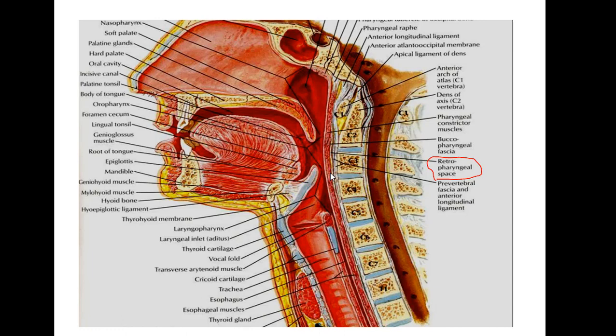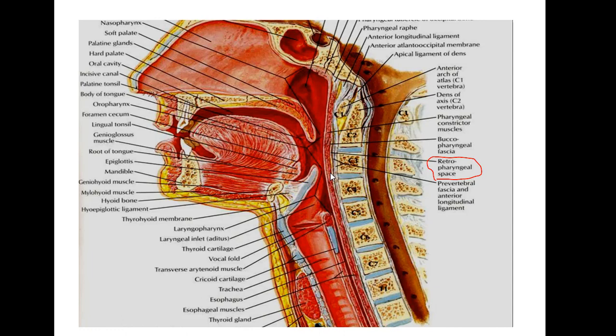Now, as you see here, posterior to the pharynx, we have a space called the retropharyngeal space. We have more than one space, but I want you to remember this one especially. This retropharyngeal space, as any space in the body, can be infected, and an abscess can be formed here, a retropharyngeal abscess.